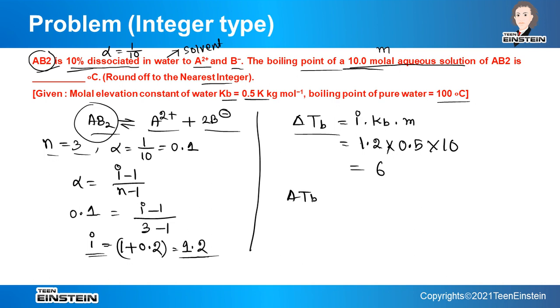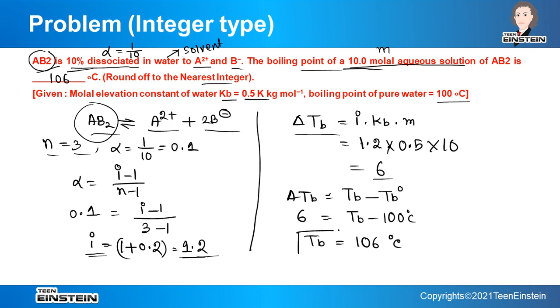So del TB is basically TB minus TB naught. Now del TB we have calculated as 6, TB is unknown and TB naught is 100. So TB will be equal to 106 degrees centigrade. So here in the fill in the blank, this is rounded off to the nearest integer. This is an integer value. Okay. So in this way we can apply this formula. Similarly, if there is association, mostly you will find questions related to dissociation, but if it is association, simply in place of n you have to put 1 by n. That is the difference.